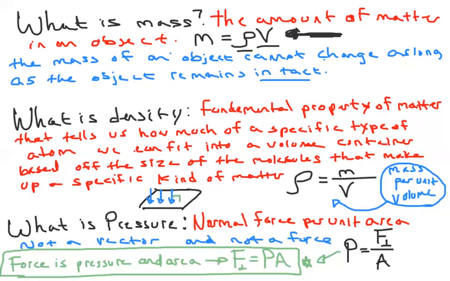Where each one of those molecules has their own density, right? And that's the difference between mass and density. So what's density? Well, density is a fundamental property of matter that tells us how much of a specific type of atom we can fit in a volume container based off the size of the molecules that make up a specific kind of matter.